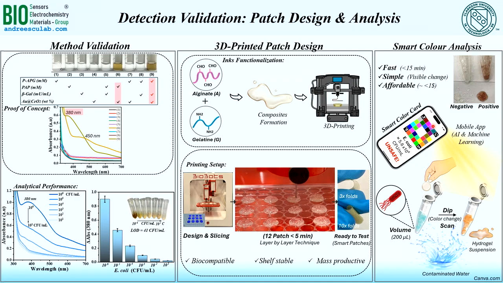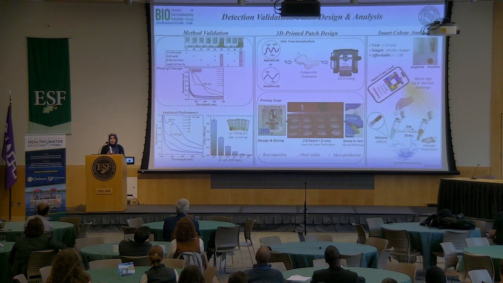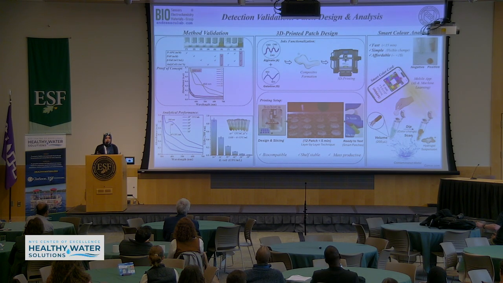So in conclusion, we have successfully designed a system that is fast, it works in under 15 minutes, it's simple, everybody can use it, and affordable, that everybody can buy it without breaking their banks. So, healthy water is not a privilege, it's a right for everybody. And our $1 patch can make sure that every single drop we drink is safe for everybody. So think before you drink. Thank you.